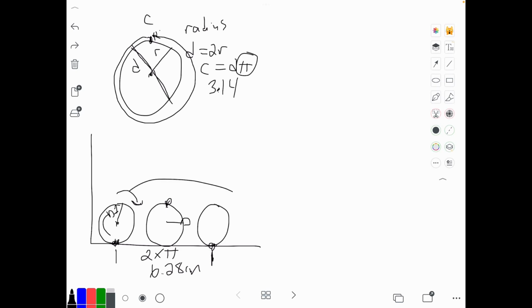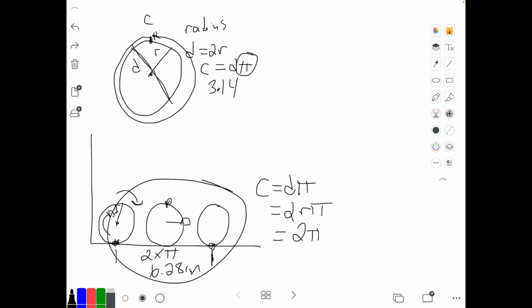Now, of course, this is rough, but this is an approximation. The reason it's 6.28 is because the circumference is equal to d pi, and we know that d is 2r, so the circumference is 2r pi, and if r is 1, that's just 2 pi, and 2 pi is approximately 6.28.